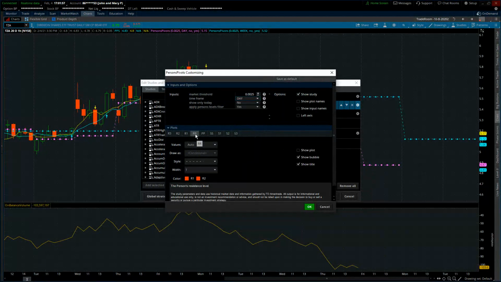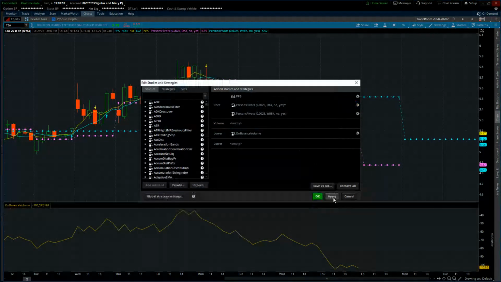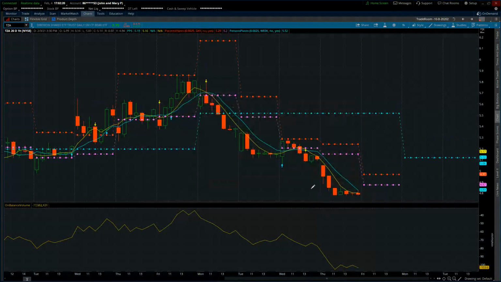The only thing I did is, if you go over here where it says RR, that's the calibrated resistance, and that's the calibrated support. If I turn it back on, it'll show you the resistance in red. If I turn that back on, it'll show you the support in green. I didn't want those on for this particular analysis because I want to see it as a system, a strategy.